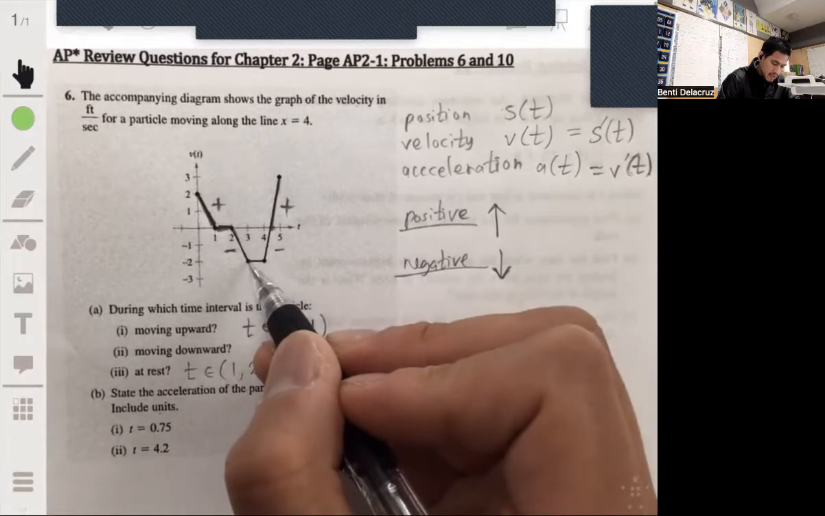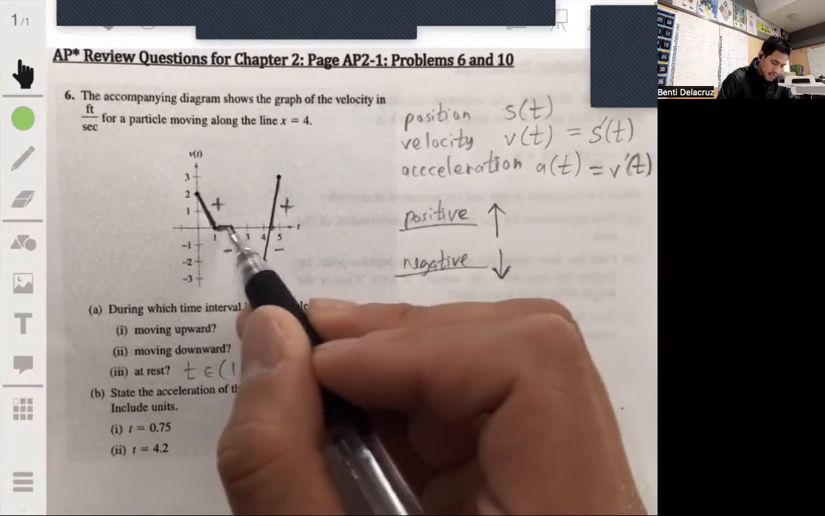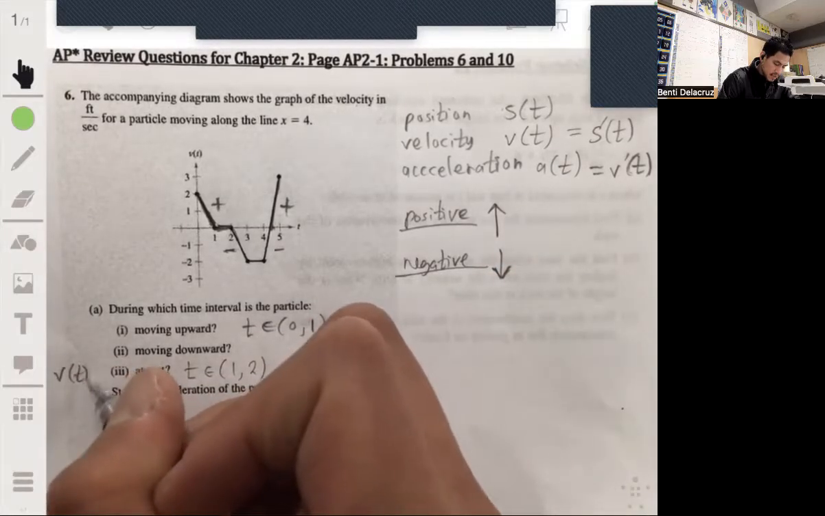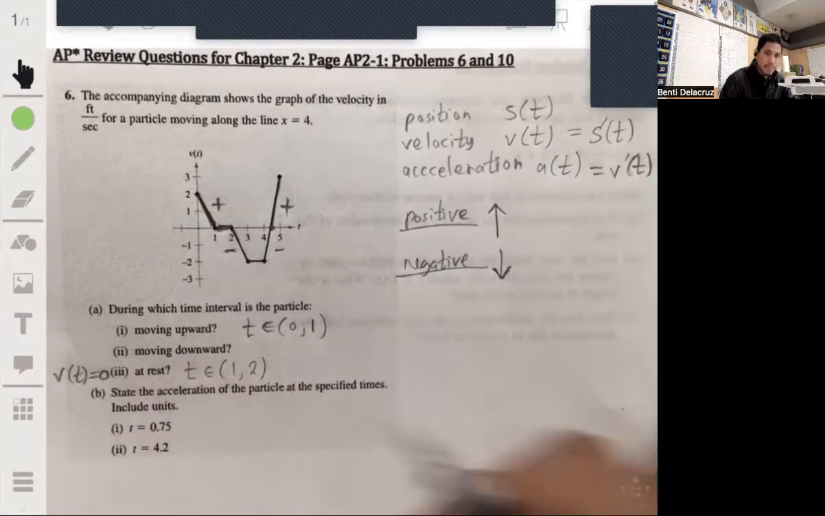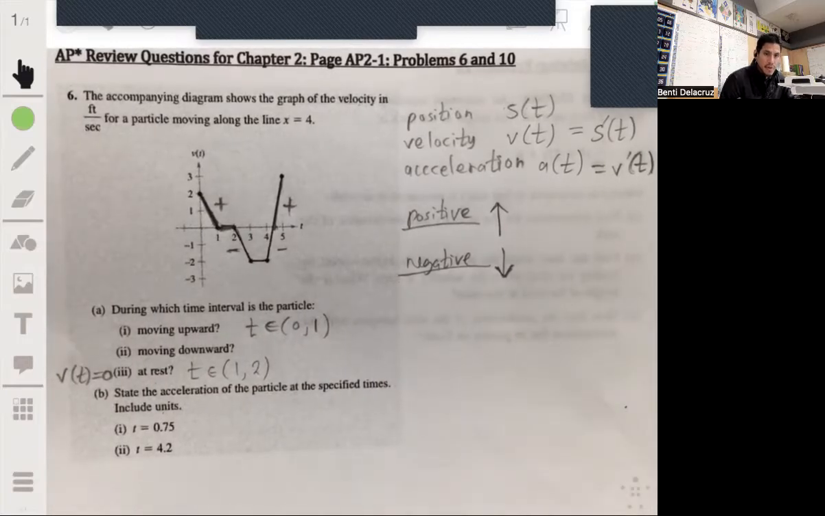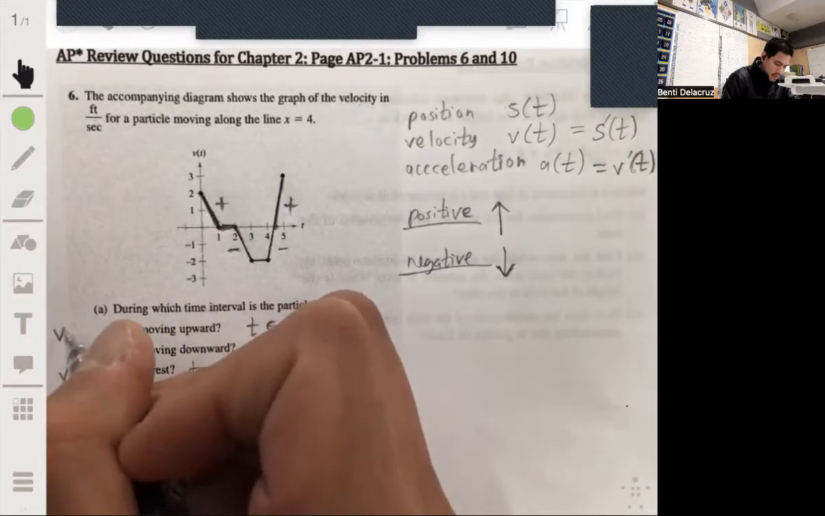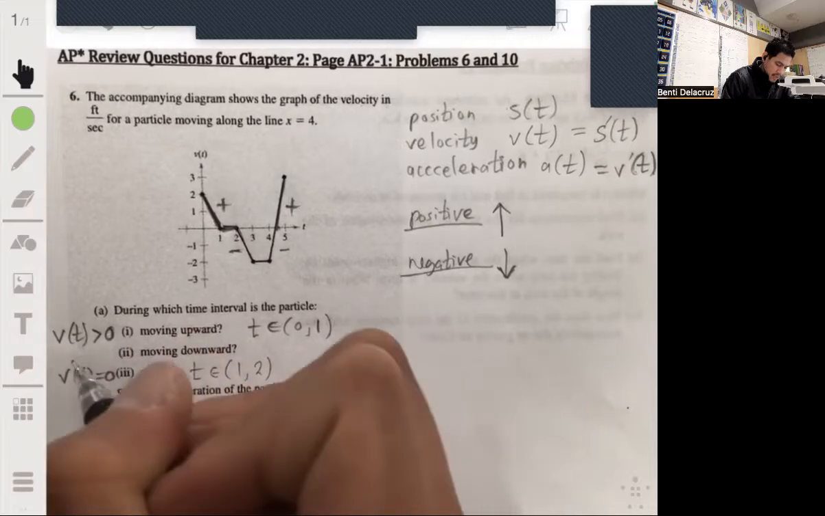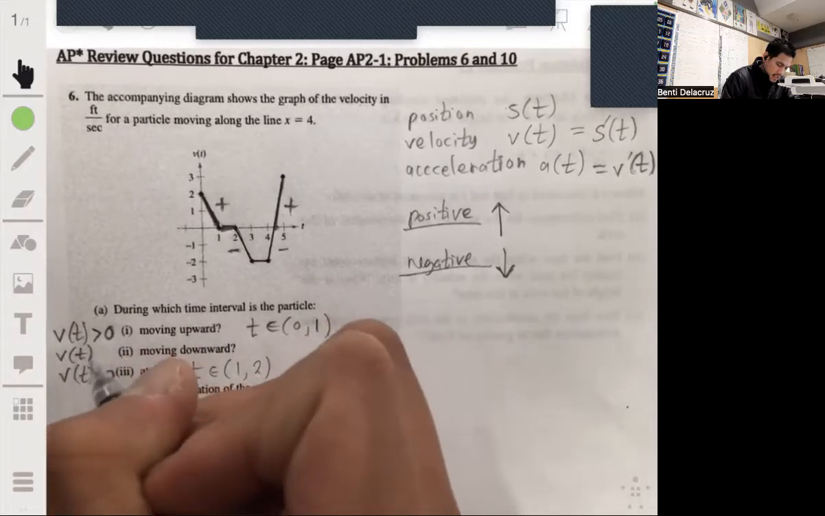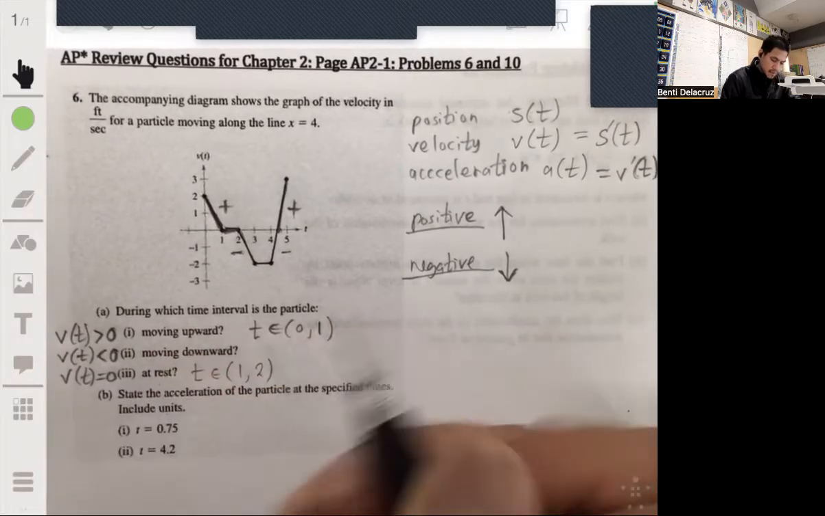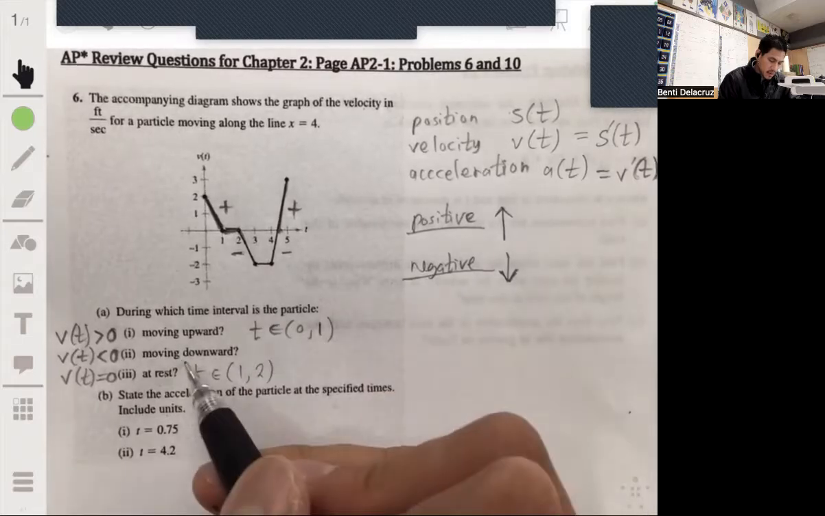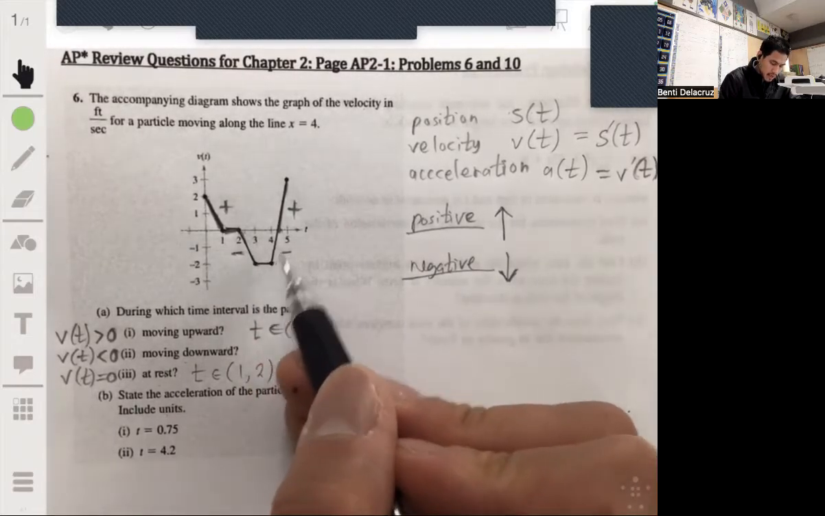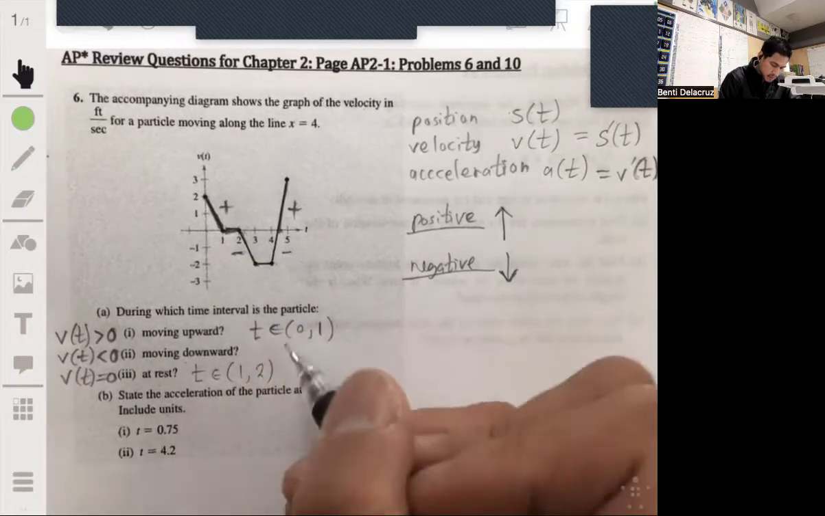It's not at rest here. Don't get that confused. It's only at rest here because the velocity is 0. So let me put that it's at rest when V of t equals 0. It's moving upward when V of t is greater than 0. And it's moving downward when V of t is less than 0. So V of t is less than 0, or negative, from 2 to 3 all the way up to here.